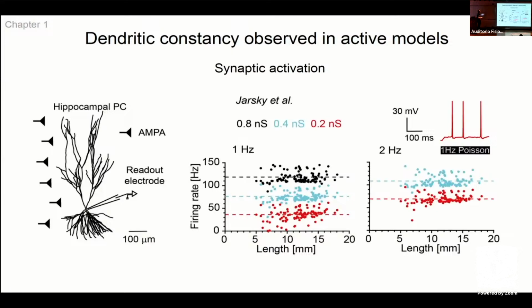Here on the right side, you see a stronger input of the input frequency of 2 Hertz. The input is always randomly distributed. I think it's a Poisson distribution to bombard these AMPA synapses with input. And also in the stronger case, and here in the high and low conductance case, you see that the dendritic constancy principle that we state is holding.